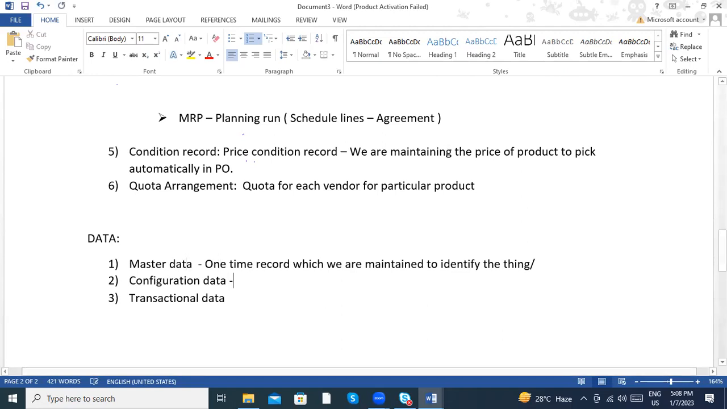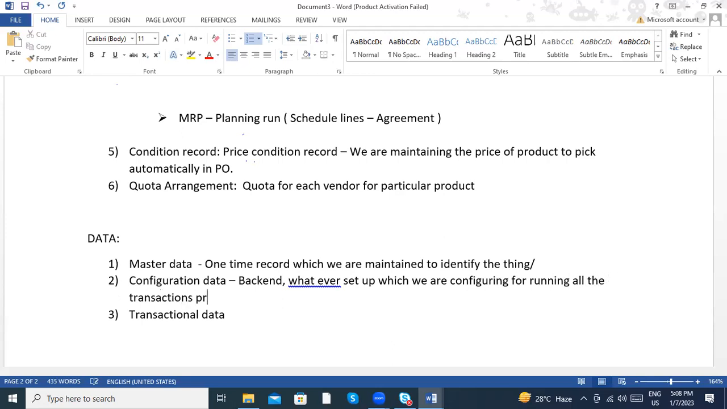Configuration data is a backend system. Whatever setup we are configuring for running all the transactions, all processes.